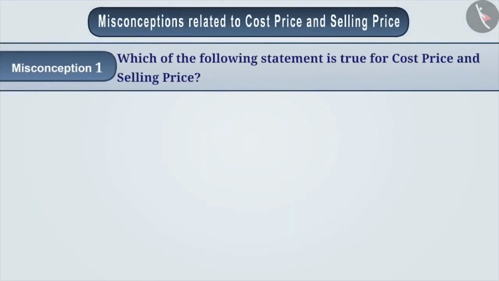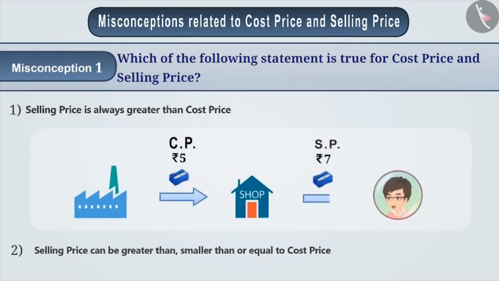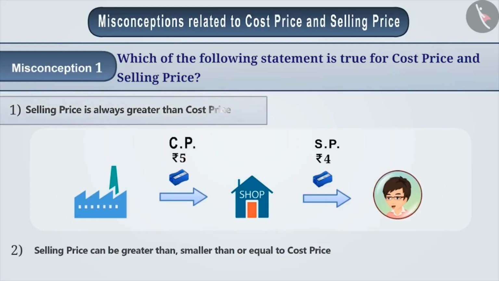Misconception 1. Which of the following statements is true for cost price and selling price? Some students believe that the selling price is always greater than the cost price because they think the items purchased are always sold at higher prices so that there can be a profit. They do not understand that an item can be sold at a price lesser than the cost price, which may cause a loss. Therefore, "selling price is always greater than the cost price" is an incorrect statement.